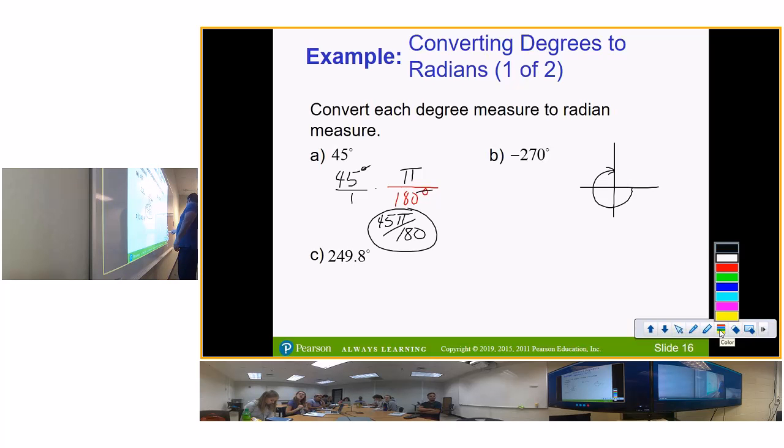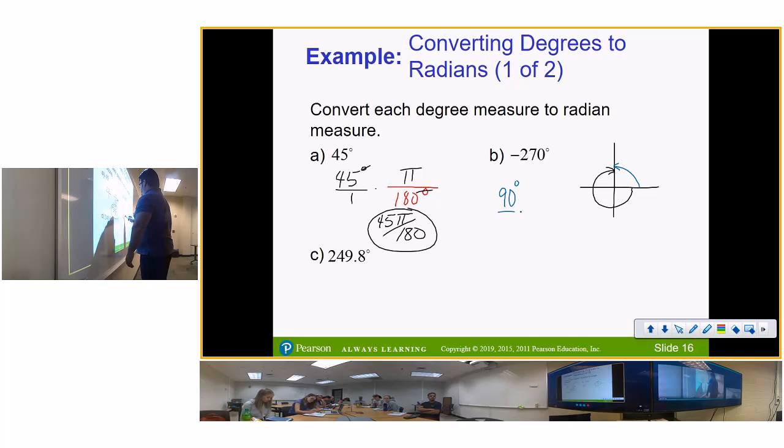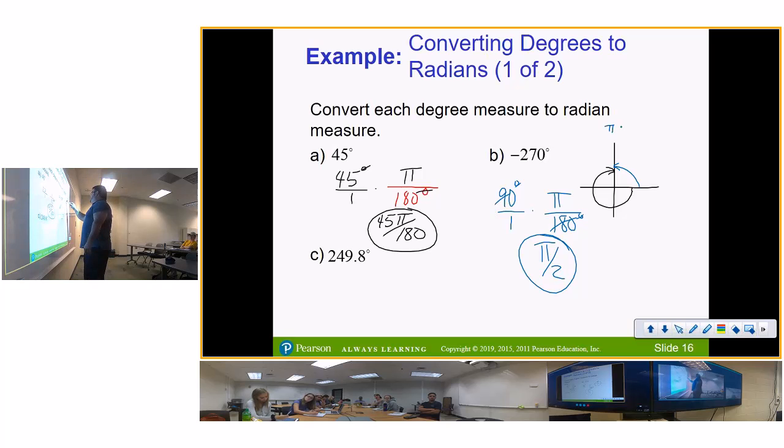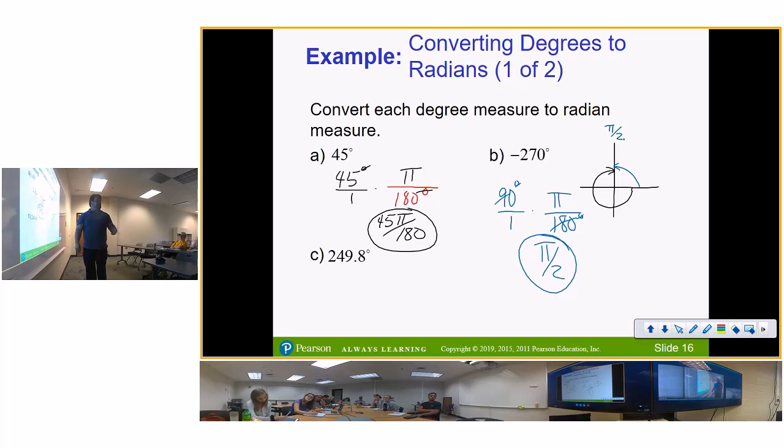Positive what? Positive 90. I don't care which one you do. 90 degrees over 1 multiplied by 180 on the bottom. Pi, the 180s cancel, that's pi over what? Pi over 2. And what they're trying to get y'all to do is see the parts of the unit circle. That's what they're leading up to.